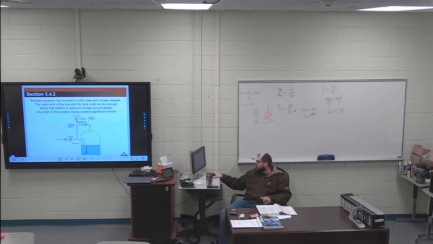So if you have something where you have stuff that's moving around, you can use a bubbler system. A couple more highlights with this. Second to last paragraph, first two sentences are highlighted.